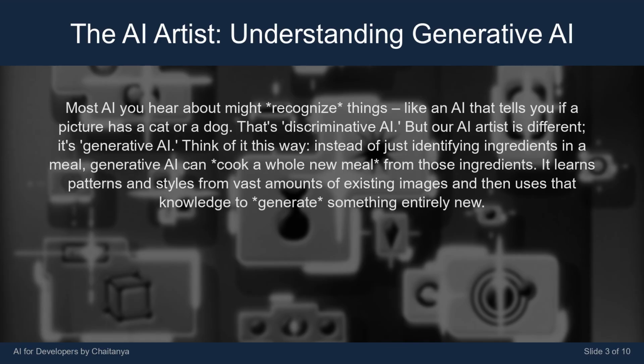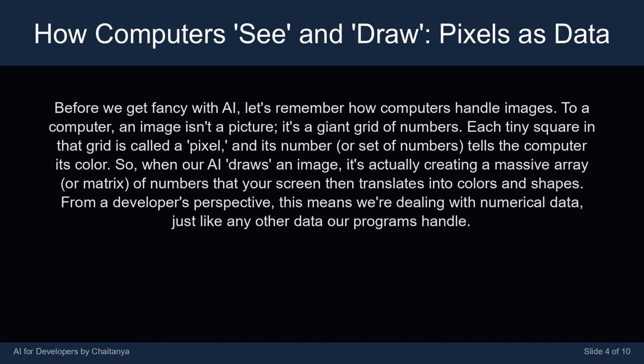Most AI you hear about might recognize things, like an AI that tells you if a picture has a cat or a dog. That's discriminative AI. But our AI artist is different. It's generative AI. Think of it this way. Instead of just identifying ingredients in a meal, generative AI can cook a whole new meal from those ingredients. It learns patterns and styles from vast amounts of existing images and then uses that knowledge to generate something entirely new.